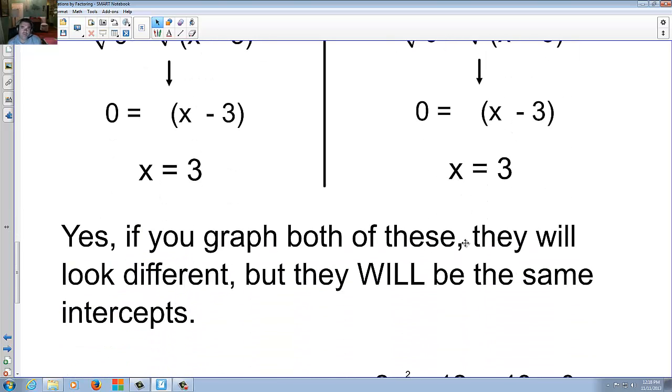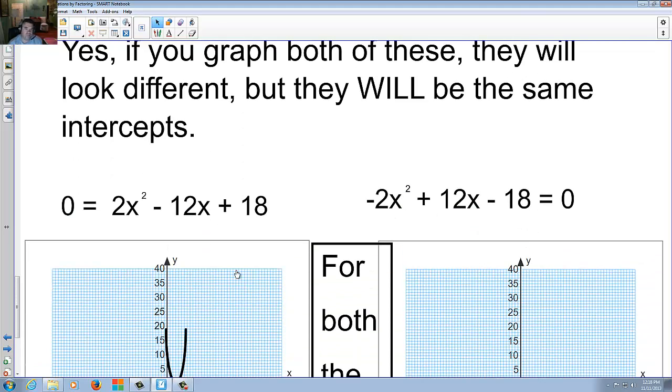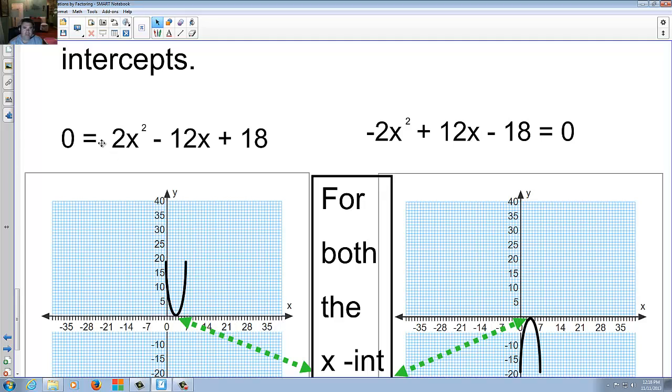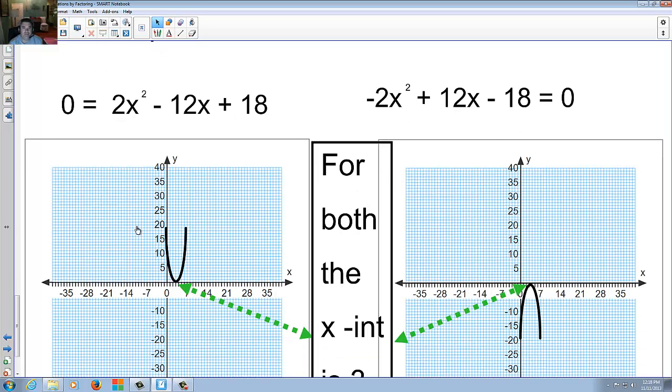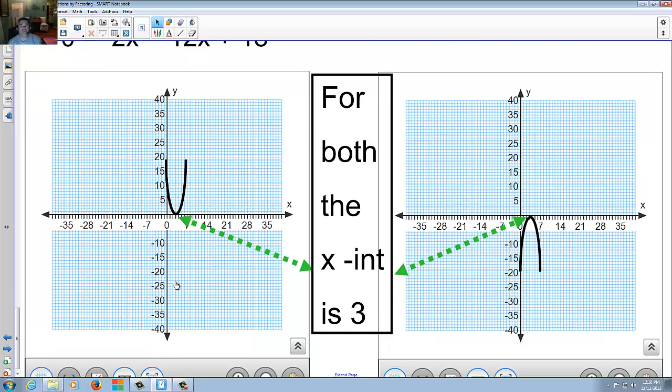Yes, if you graph both of these, they will look different, but they will also be the same intercepts. If you take a look up here, 2x squared minus 12x plus 18, negative 2x squared plus 12x minus 18. Yes, they're different loops. However, they both touch at x equals 3, the x-intercept. And that's all we're measuring here. We're not trying to measure the actual parabola. I was simply trying to find when it will cross the x-intercept line. And either parabola will be x equals 3.